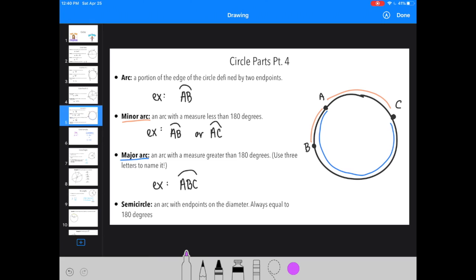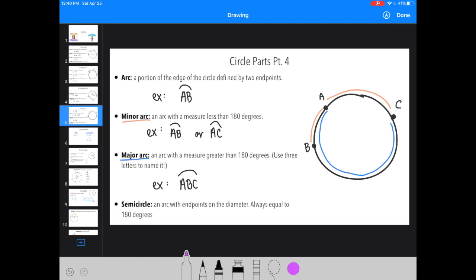Oh well. Okay, a minor arc is going to be a measure that is less than 180 degrees. So when we write or note minor arcs, we only have to use 2 points. A major arc, that's when you have a measure greater than 180 degrees.